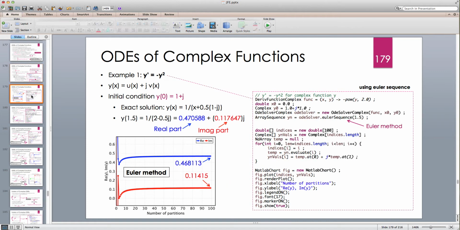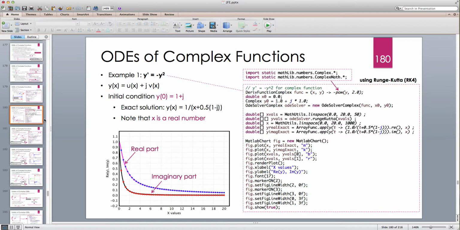And in the next lectures, I will look at examples where the right hand side of the equation has complex coefficients. And we'll see that our method for solving the ODE of a complex function works perfectly.